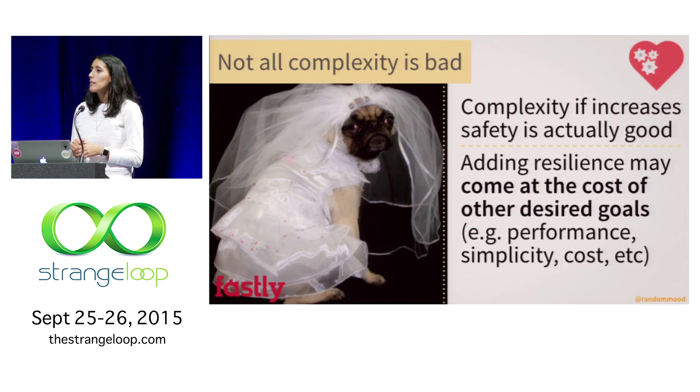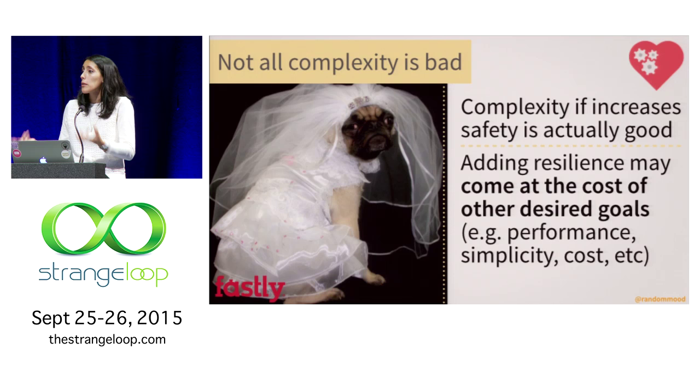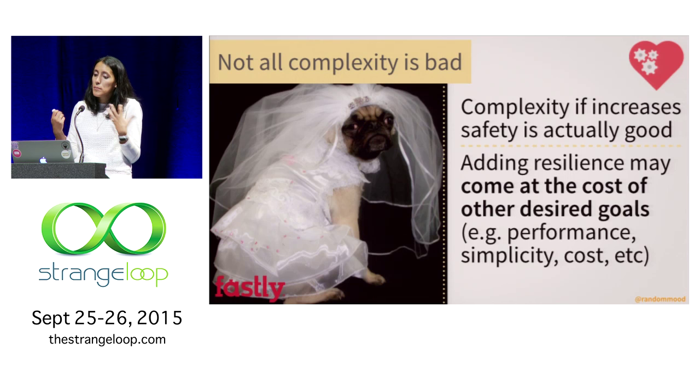Another thing I learned is that maybe not all complexity is bad. Some of the research talks about the number of parts in airplanes, and how that is considered a good thing when complexity is there to increase safety. Cars and airplanes today are significantly more complex than a few years ago, but they're also much safer. And as I mentioned before, adding resiliency comes at the cost of other desired goals. You should figure out which one is your goal, because if you want to run something cheap, you shouldn't expect something super resilient and available. And also, complexity is unavoidable, so yay.